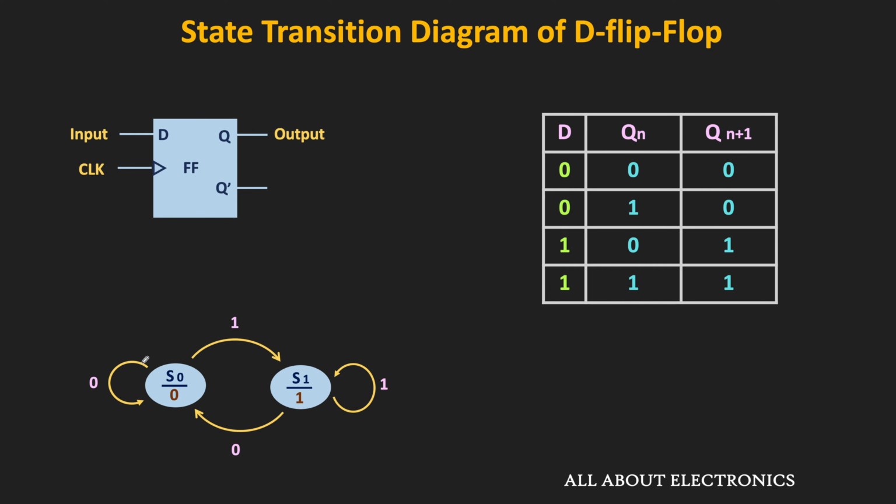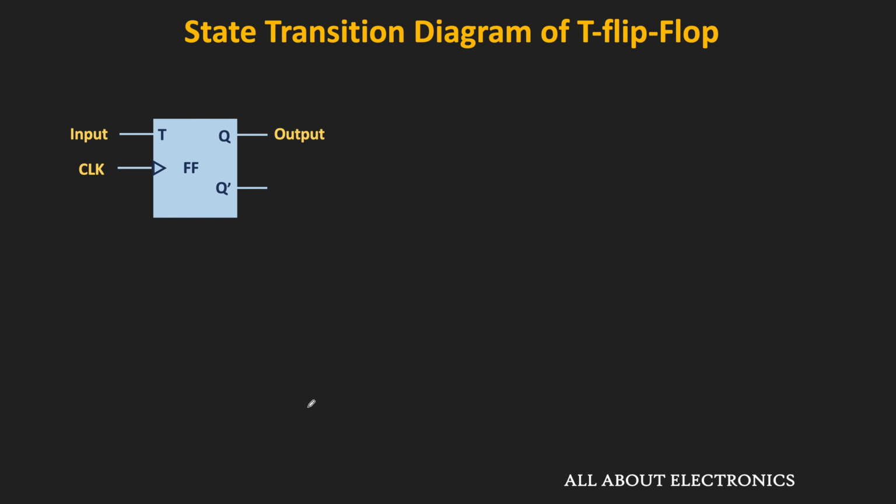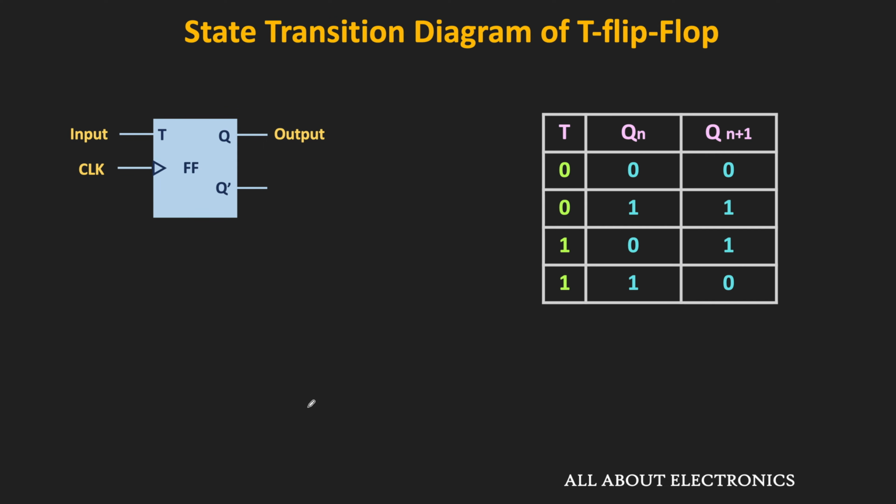So as you can see, in each state, we have only two outgoing transitions. One is when the input is equal to 0 and the other one is when the input is equal to 1. So this is the state diagram of the D flip-flop. Similarly, let us see the state transition diagram of the T flip-flop. So this is the state table of the T flip-flop.